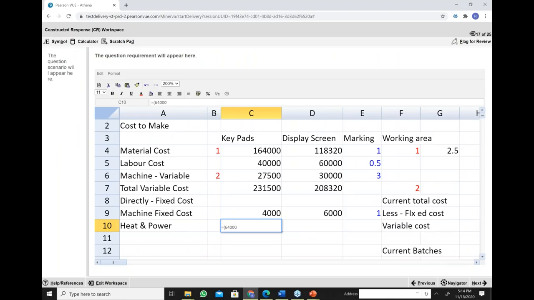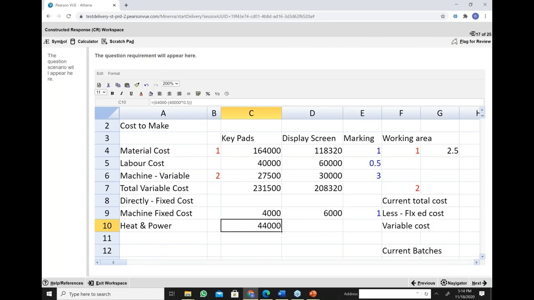64,000 minus 40,000 labor costs, 50% of that. So 50% of that will be deducted and you'll be left with 44,000. So I hope this is clear to all of you.